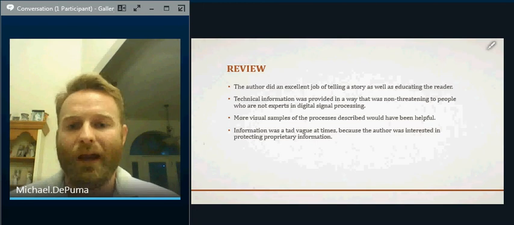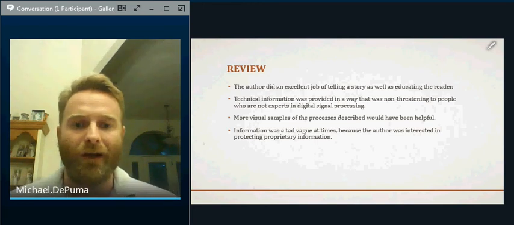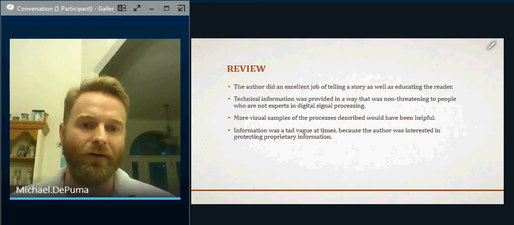So the review of the paper, I thought he did a really good job, and he's a good writer, and did a great job of telling a story at the same time as educating you. Sometimes technical papers can be a little dry if you don't hook the reader in and give them a good reason for why they want to learn this information.